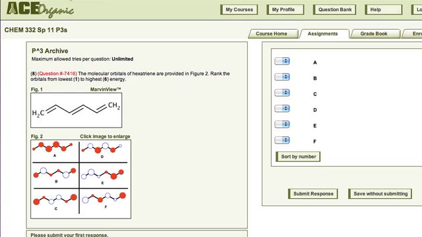So doing this, we can immediately look at A as the lowest energy orbital. Going up, E is the second lowest with only 1 node. Above that, C has 2 nodes. F has 3. B has 4. And D has 5, and it's the highest energy orbital.